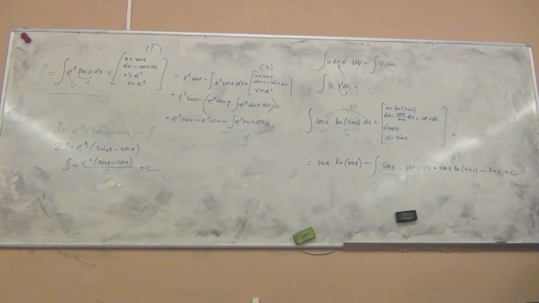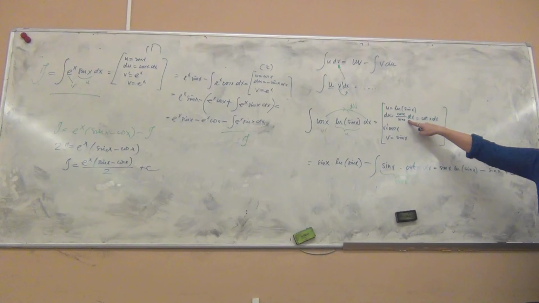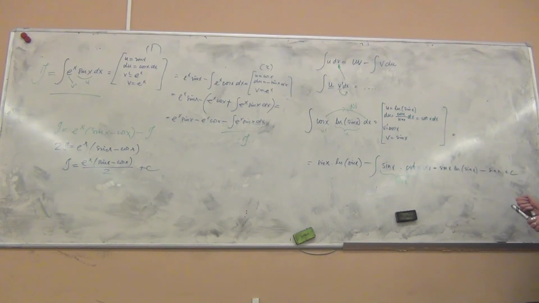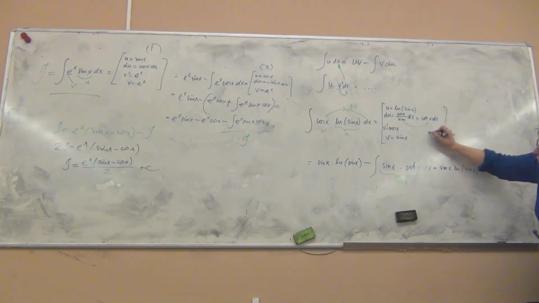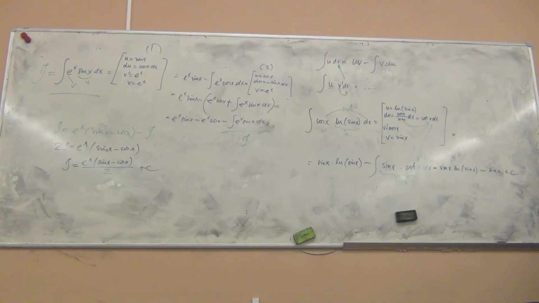In that, sine of x times what's cosine? It's cotangent. This is cotangent because it's this. Yes, this is this. Cotangent.